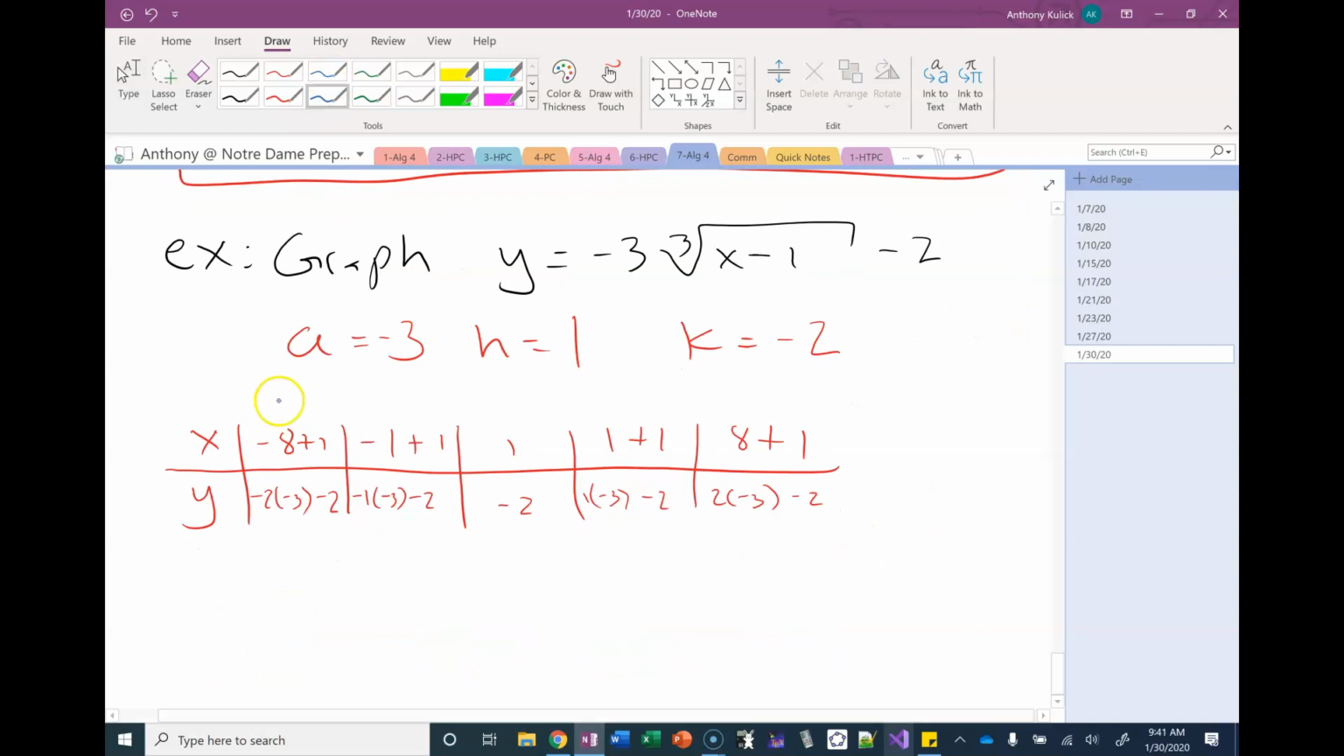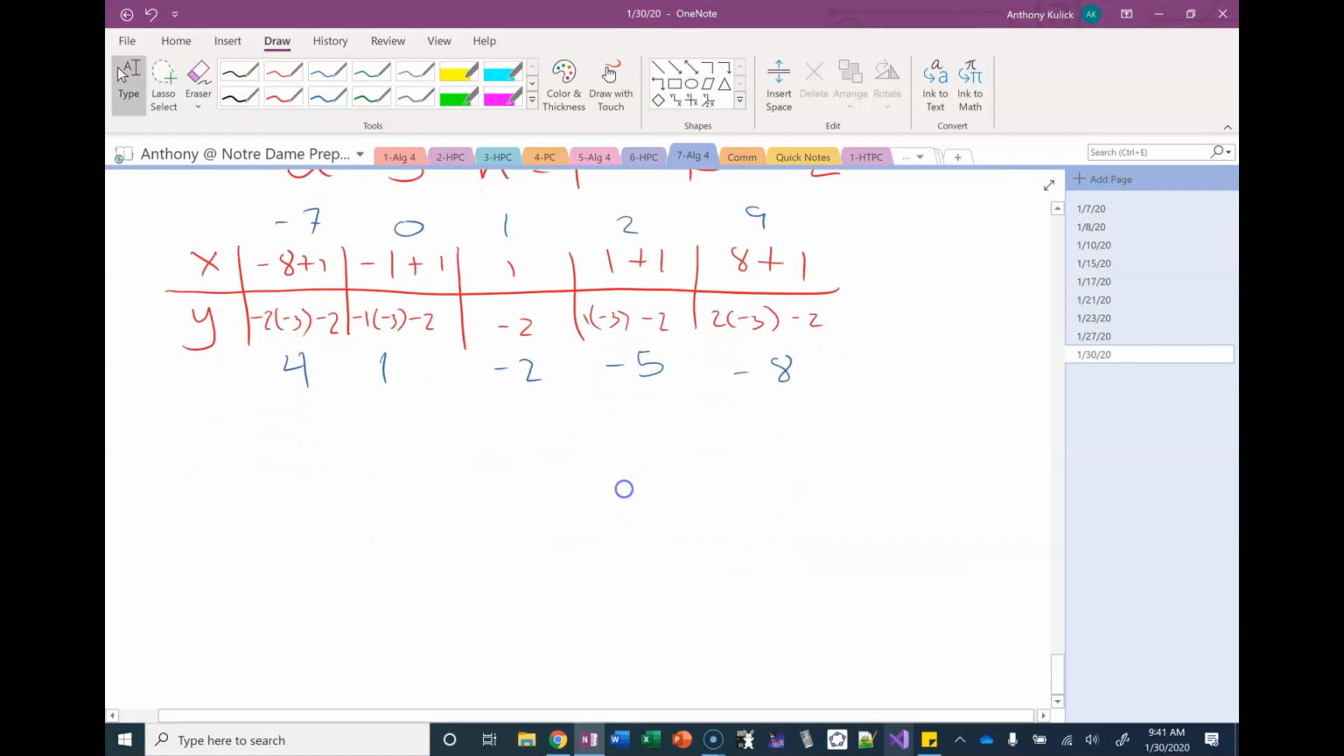And then if I just evaluate these little expressions, I get negative 7, 0, 1, 2, and 9. And then I get 6 minus 2, or 4. And then 3 minus 2 is 1. Negative 2. Negative 3 minus 2 is negative 5. And then negative 6 minus 2 is negative 8. Okay. So we'll go and graph this now.